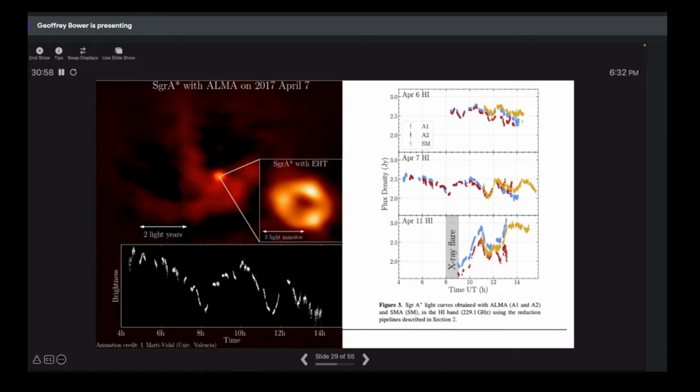There's actually a day that we didn't publish results on that's very exciting, and we're looking at now, in which there was a Chandra X-ray flare that occurred immediately before our observations. And then you see really significant variations in the millimeter light curve, and potentially that couples with interesting dynamics. But we wanted to keep to as simple a situation as we could for this first imaging paper.